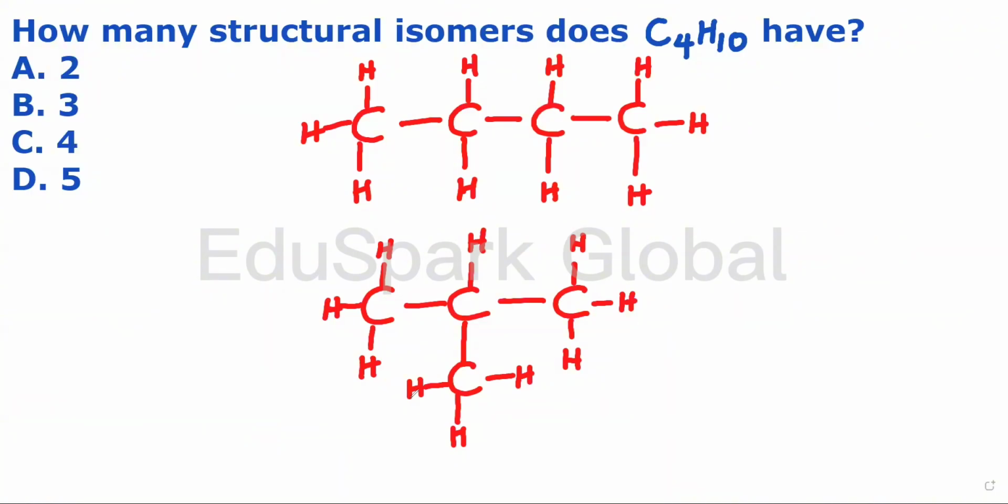And the reason is, if I reduce this to 2 and try to put the 3rd carbon on any of the carbons, you're going to end up having the structures that you already have before. So you would only have 2 isomers for C4H10. So the correct answer to this question is A.